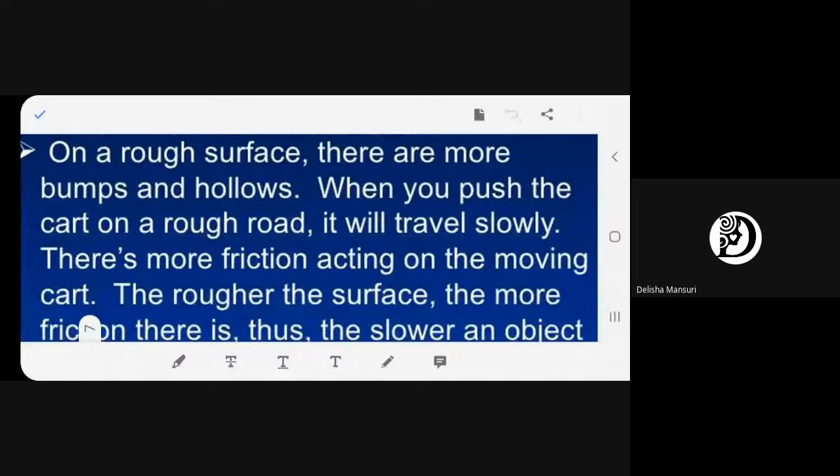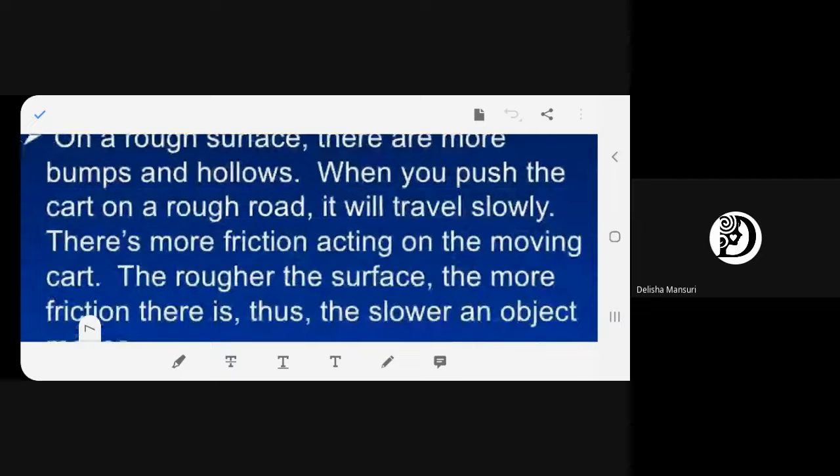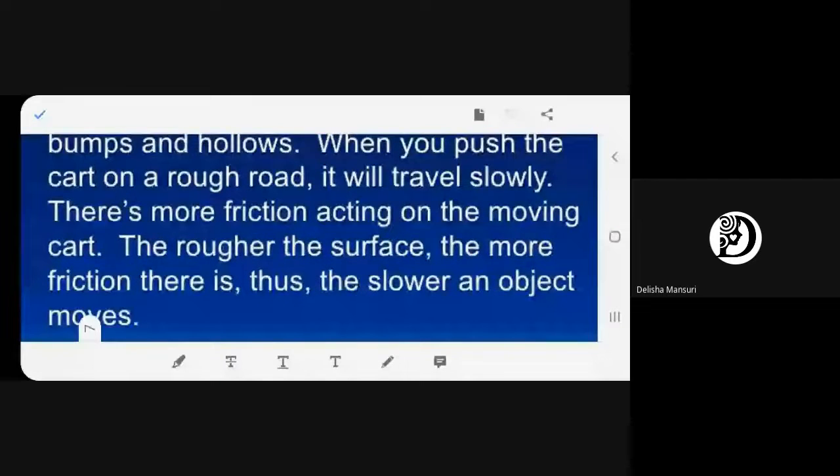Let's see what's on a rough surface. Please read. On a rough surface, there are more bumps and hollows. When you push the cart on a rough road, it will travel slowly. There's more friction acting on the moving cart. The rougher the surface, the more friction there is. Thus, the slower an object moves.